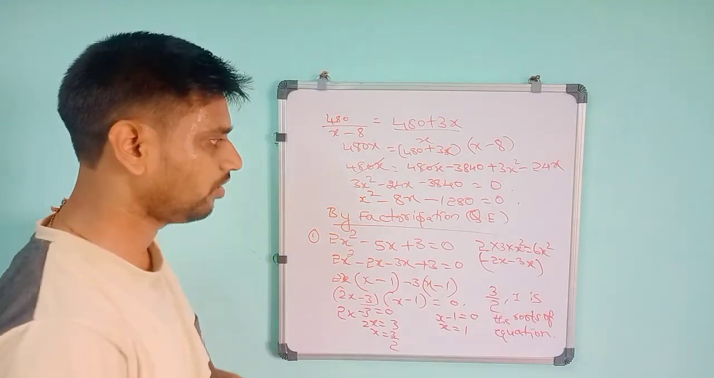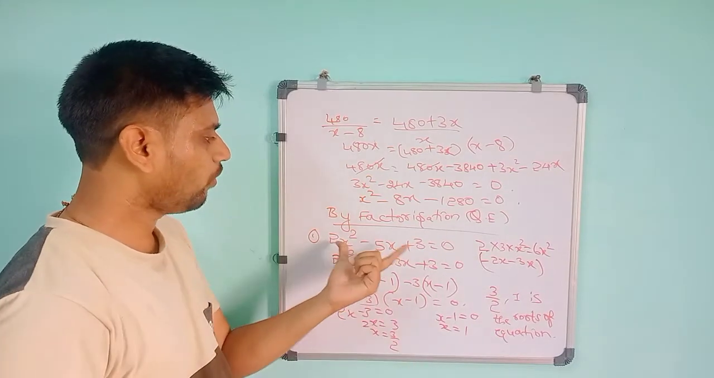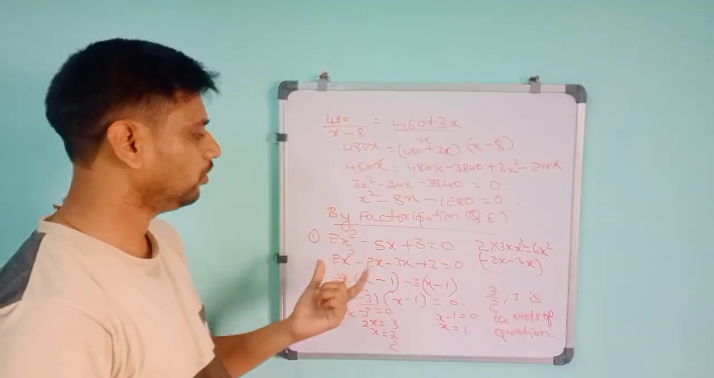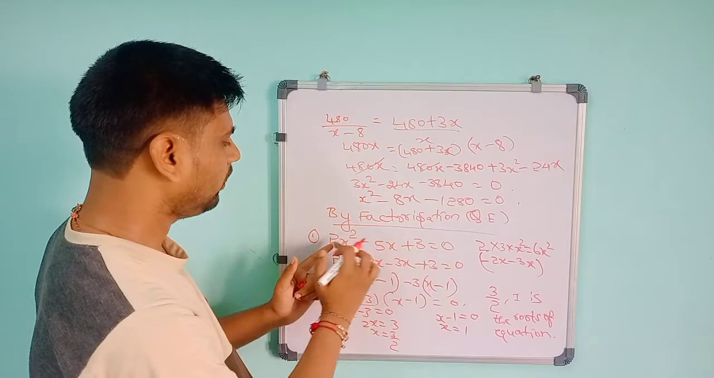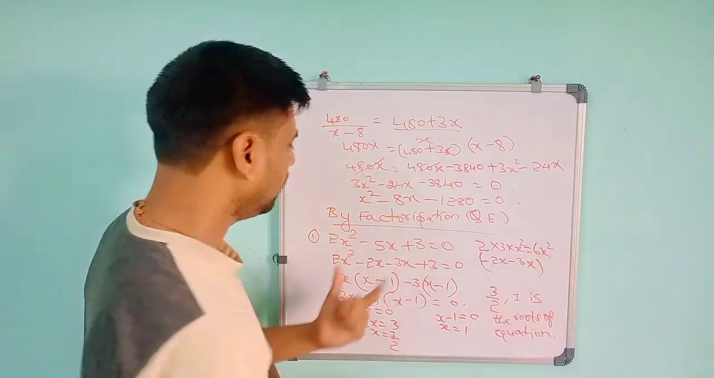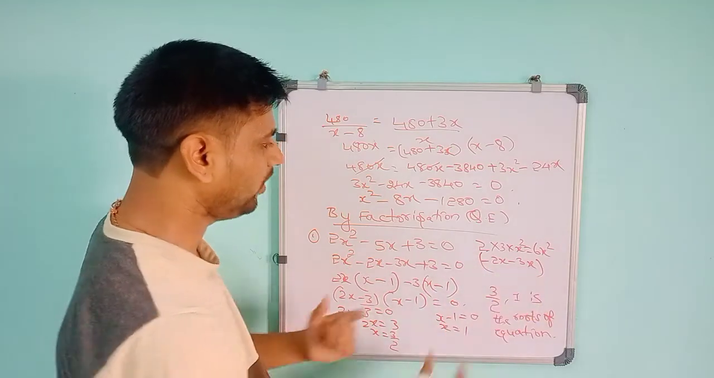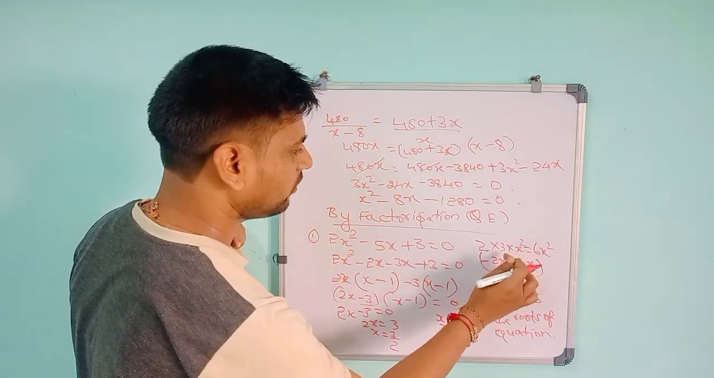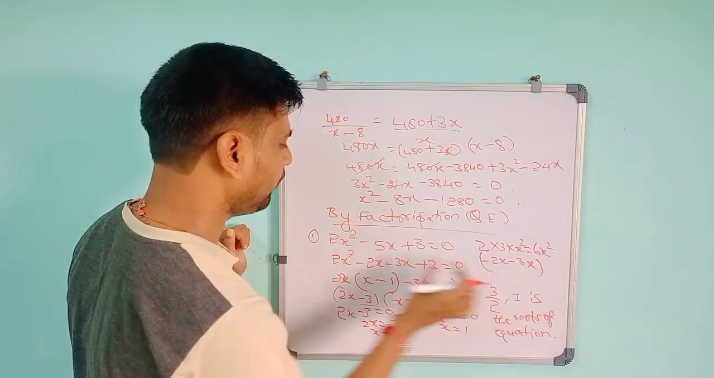So how I did it, I will repeat once again. You have to split the middle term. To do that, you have to multiply the last number and the first number. So 2x square into 3 is 6x square. It has to satisfy two conditions. By using these two numbers, minus 2x minus 3x, it will become minus 5x.